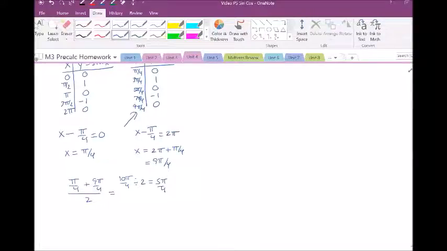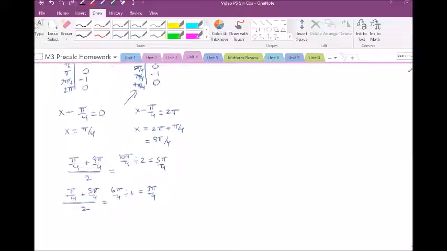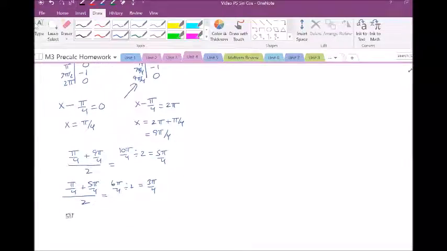To get that 5 pi over 4 is the x-coordinate of key point number 3. So then in between those, I'd have to add pi over 4 and 5 pi over 4 and divide by 2, to get that 3 pi over 4 is the location of key point number 2, and then I would average 5 pi over 4 and 9 pi over 4 to get that 7 pi over 4 was the x-coordinate of key point number 4.